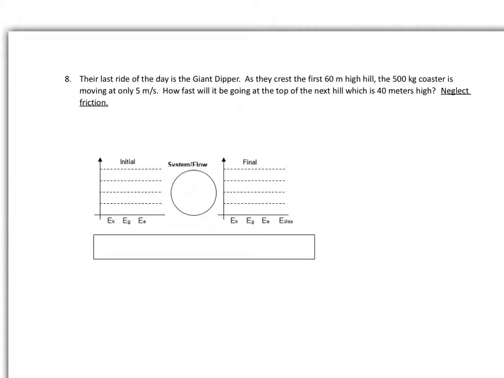Alright, so this is the very last problem. And we've got a situation where we've got movement and height to start with, which means we've got a little bit of kinetic and a little bit of gravity energy. And then at the end here, we are at a lower hill, which means we've got a little less gravity. And since we don't have any dissipated energy, we're going to have a little bit more kinetic here. I don't care how many bars you draw. What I want to see is kinetic and gravity in both of these.